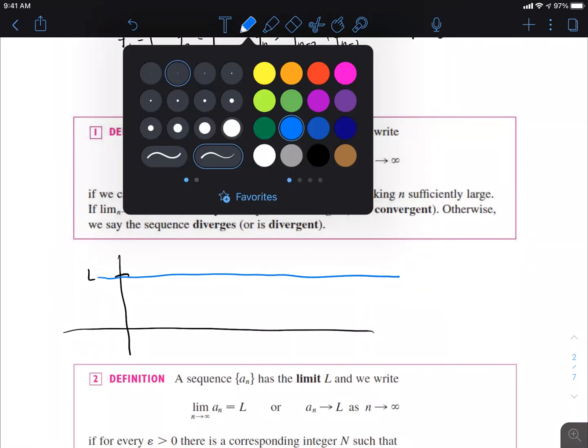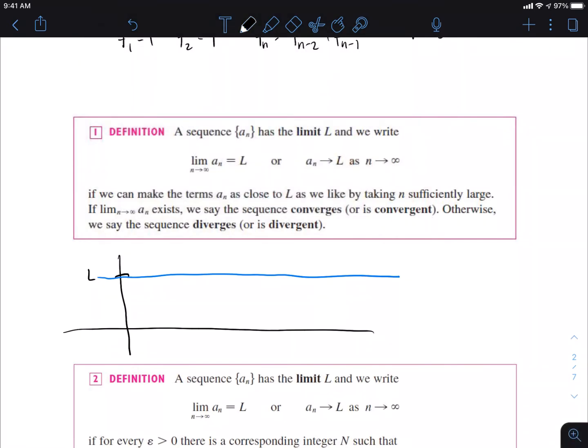Okay. As I am plotting my points, each dot represents one term of a sequence, and we can see that as the sequence goes, it's tending towards my L. So as I go to infinity, my a sub n is tending towards that L. That's all the limit is saying there. If it doesn't go to a specific number, then we call that divergent, okay?